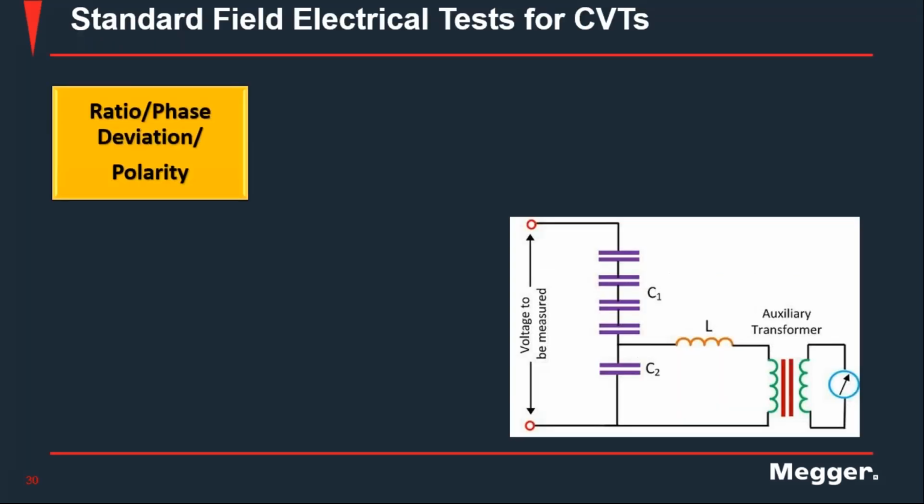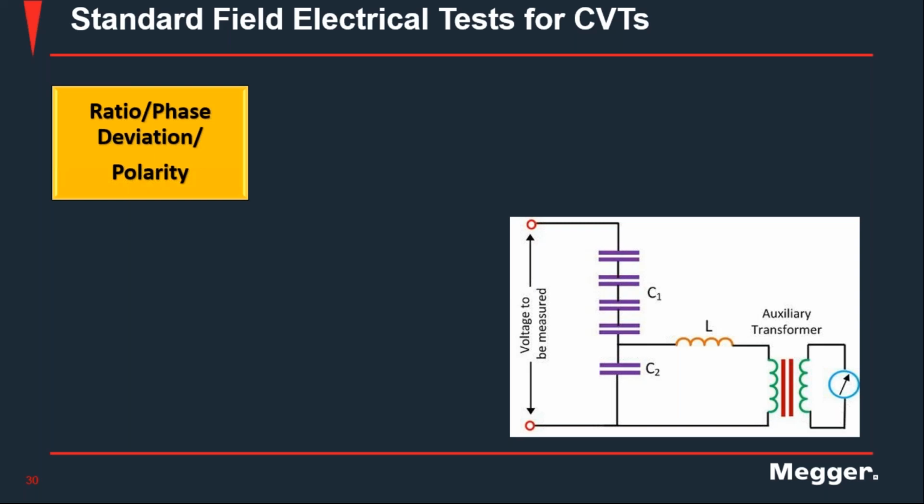A couple of details about CVTs. CVTs are basically a combination of an inductive part, like any regular VT, but then you have a capacitive section that helps in reducing the voltage and helps in the ratio of these CVTs. So making these types of voltage transformers more economical and practical to build.